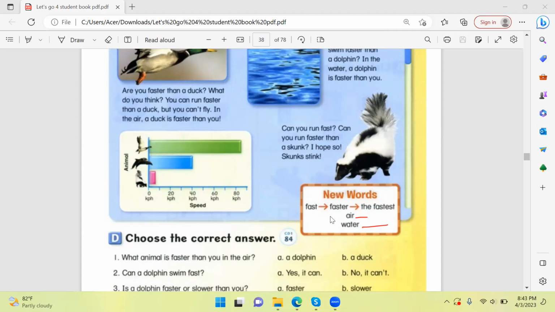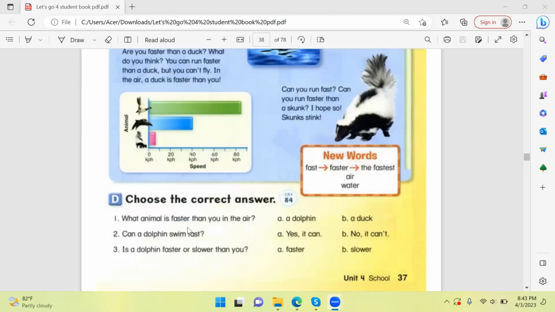So we have here the questions. What animal is faster than you in the air? Is it letter A, dolphin, or letter B, duck? B, it's a duck. Very good. Can you please read the question first? The animal that is faster than you in the air is a duck. Very good. How about number two? Can you please read the question and answer? Can a dolphin swim fast? Yes, it can. Very good.